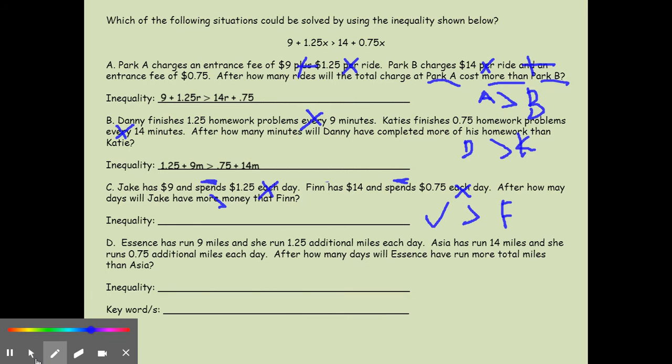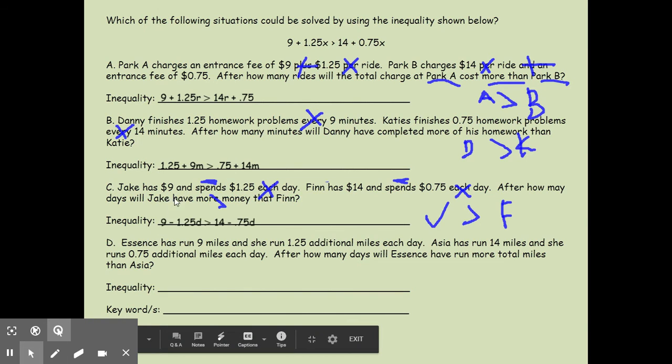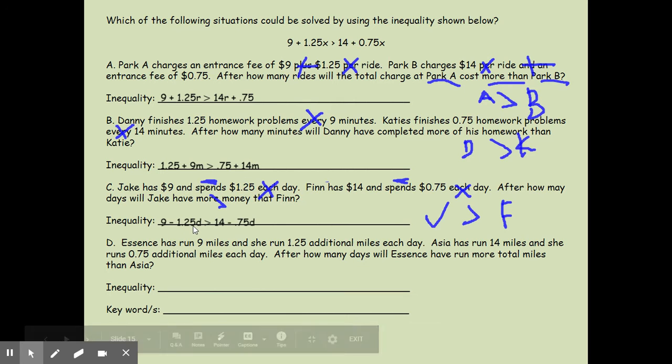Okay, so now let's write our equation. We have 9. Why did I say n? Sorry. 9 minus 1.25 each day is greater than $14 minus 0.75 each day. Okay, so now we know which one's matching. This one's not matching because we're subtracting. This is adding, that's subtracting. Okay, so now let's go to the last one.